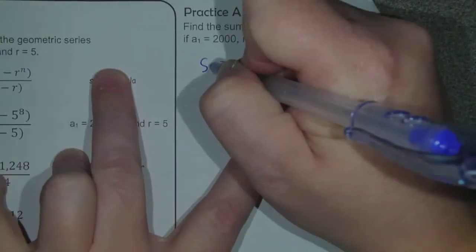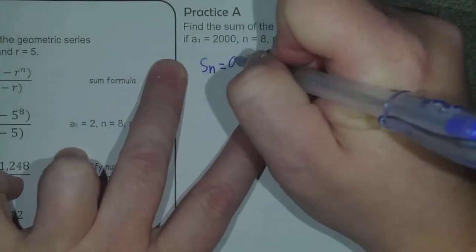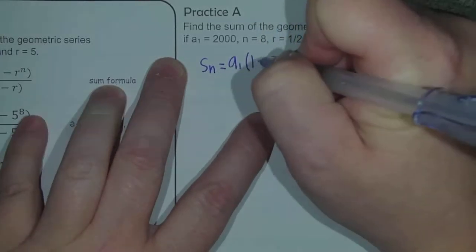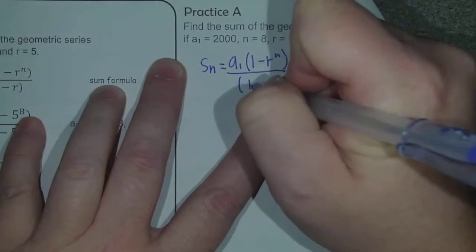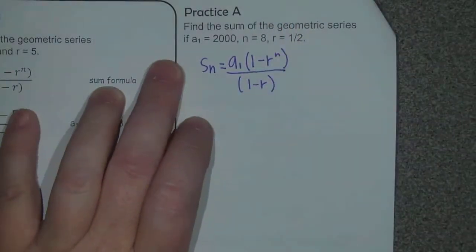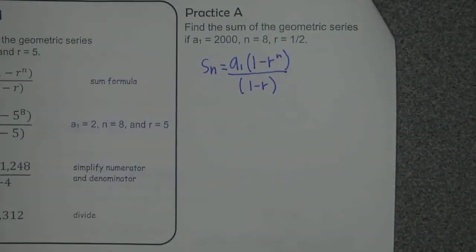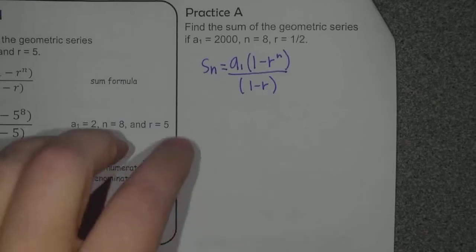So the first thing I'm going to do is just rewrite the formula because I don't want to be confused as to what I'm doing. So here's that formula from the other side of the page, just rewritten down. Now this particular problem just gave you the numbers to plug in. So we're just going to practice plugging in those numbers.